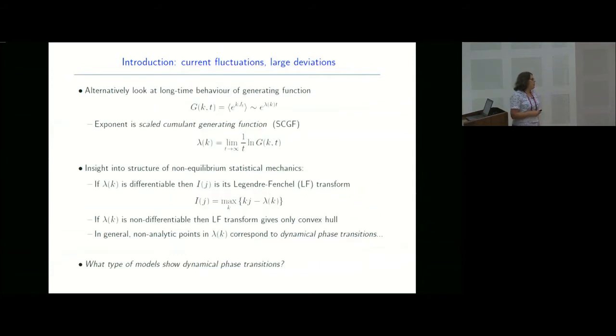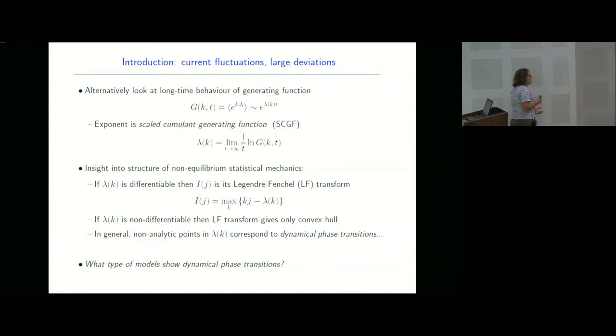And of course, as we know, I could equally well look at the generating function. So I define here my generating function, capital G, and that will be important later on, as the average over stochastic histories of the exponential of some conjugate parameter times the current. And that scales in the long time limit with an exponent, which is this so-called scaled cumulant generating function.